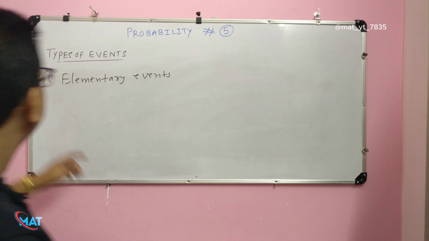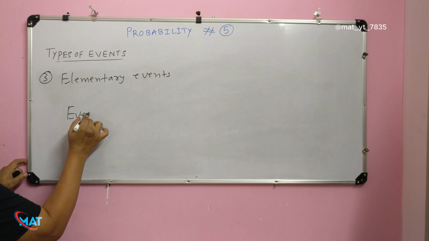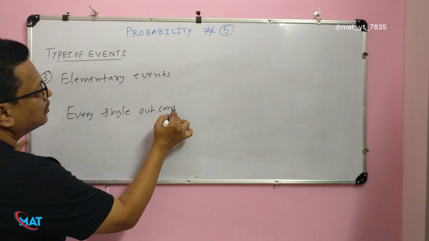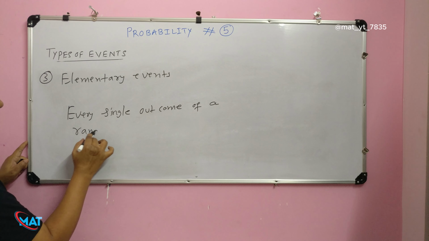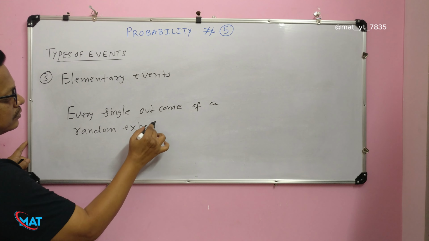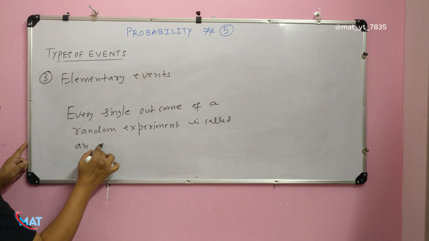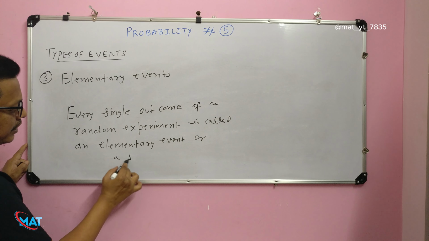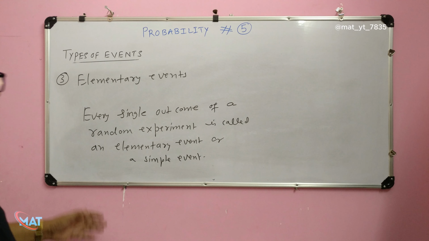Let us see the third one, elementary events. Elementary, very small. Simple to answer. Every single outcome of a random experiment is called an elementary event. In some texts, they call it a simple event. So this is about these three events.